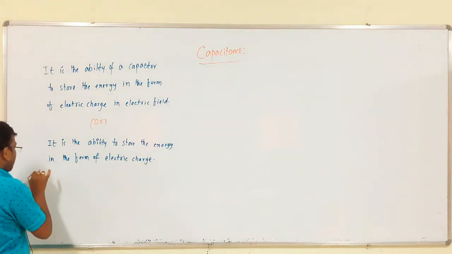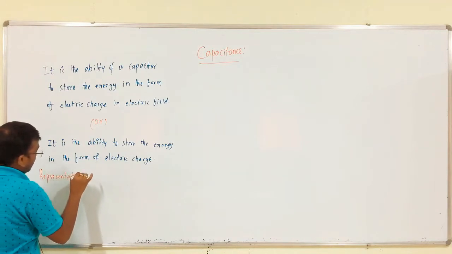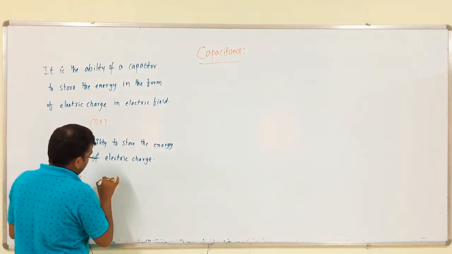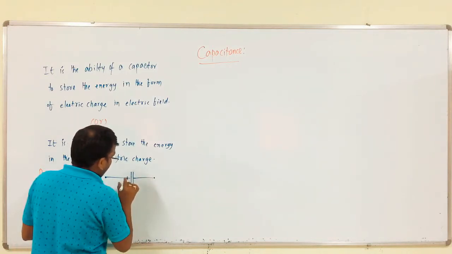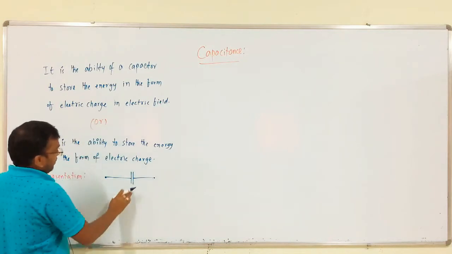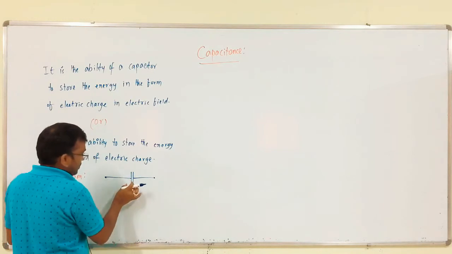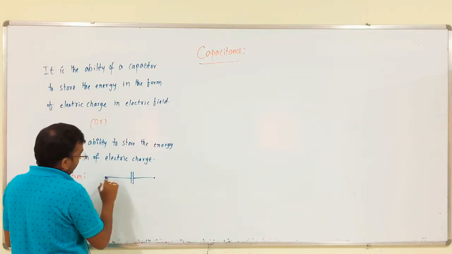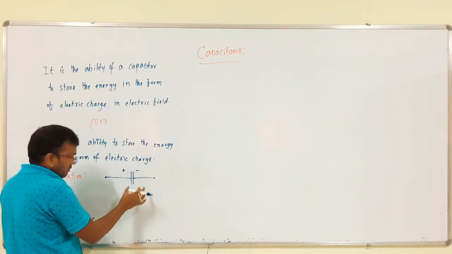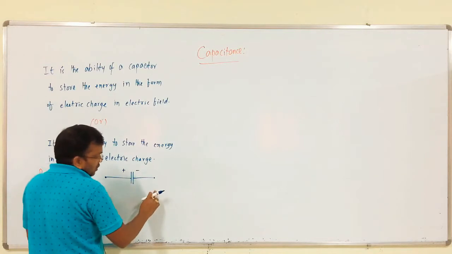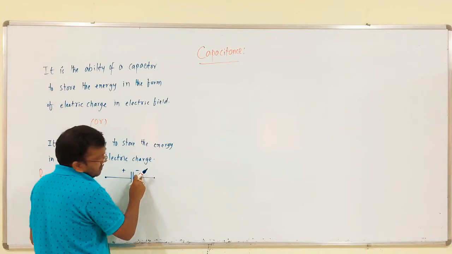So, what is the representation of this capacitor? Representation simple, we have two conducting plates, in between these two we have a dielectric medium, whether it is air, glass or mica, we have to discuss. This is positive, this is negative. Why are we getting positive and negative? When we provide the potential difference across these two terminals, we have a positive terminal for this, we have a negative terminal for this, that is it.